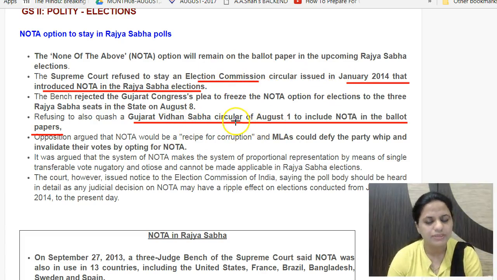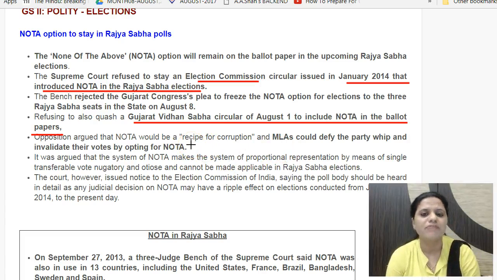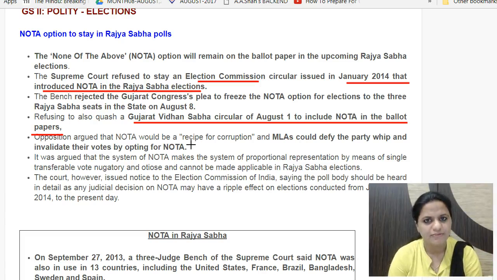So there should be no NOTA in Rajya Sabha elections. The argument they are putting forth is that this is a recipe for corruption. They say that, as we have seen, poaching of MLAs takes place. The other party tries to take over MLAs from your party, bringing them in their favor. Many MLAs have also quit, as we have seen from Congress. So this is a fear which is there.